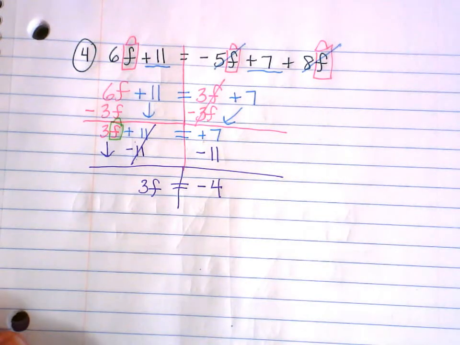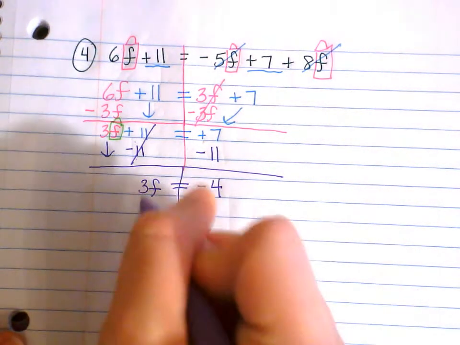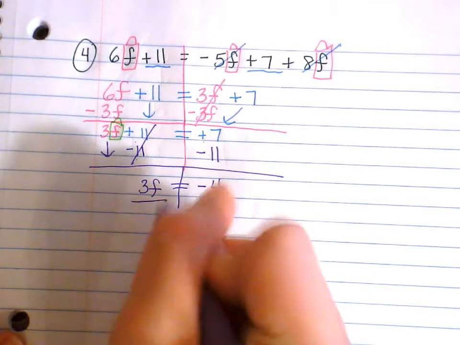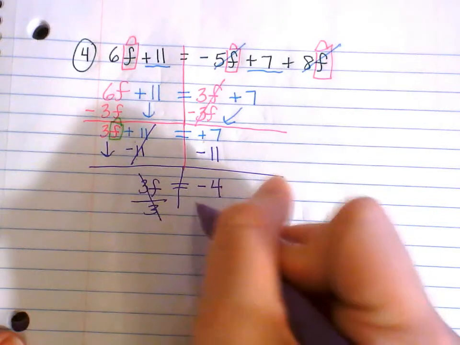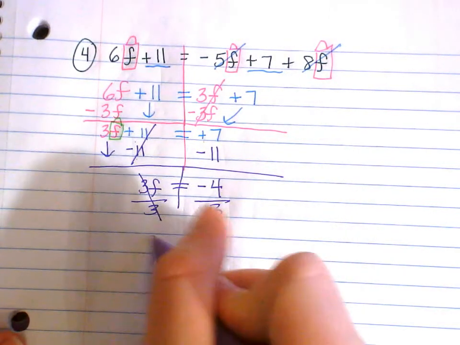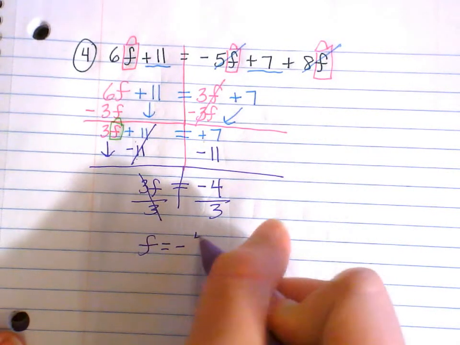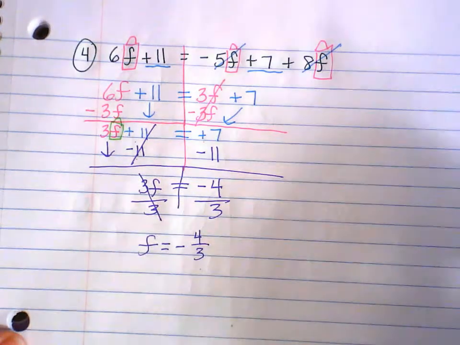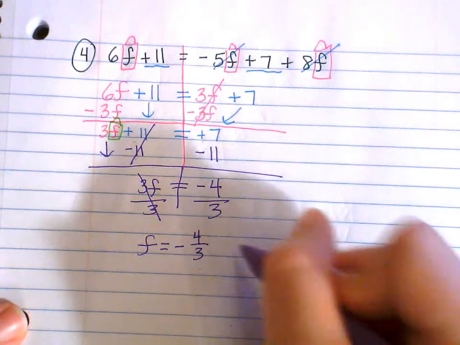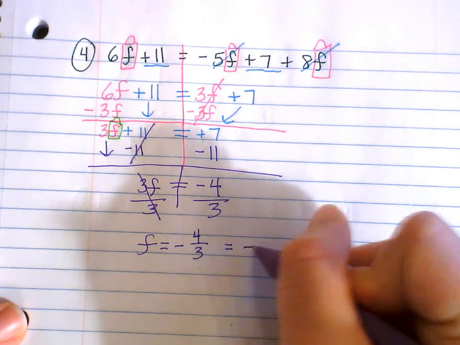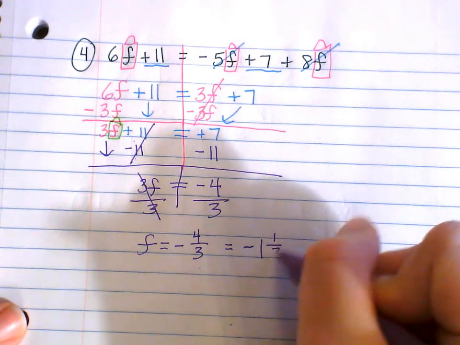Are we done? No, we have to get f by itself. They're touching, they're being multiplied. We have to divide. Divide both sides by 3. So f equals negative 4/3. That's a fraction greater than 1. Leave it like that. We like that. Yes, it is correct if you say negative 1 and 1/3 also.